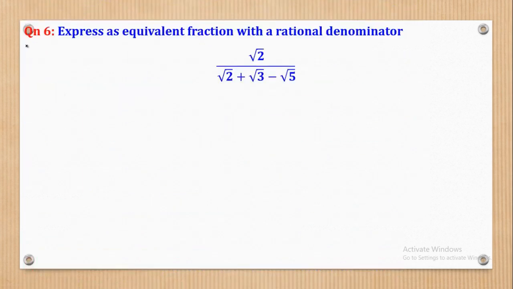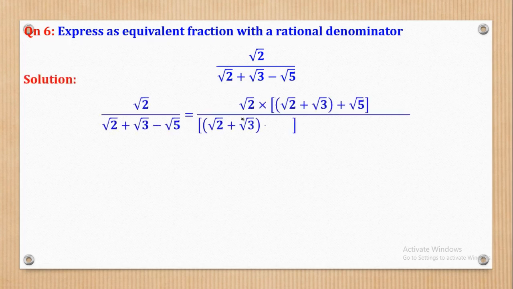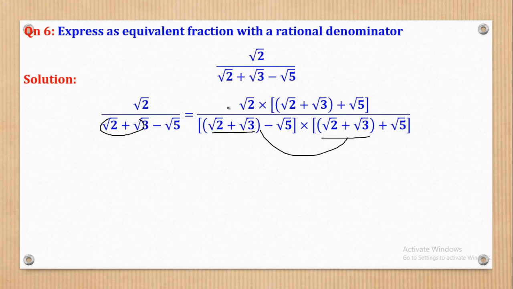So now we shall go to question 6, which says that express as equivalent fraction with a rational denominator. Express this. So what we are going to do is first pair, take this one as one term, then you say a minus b gives what? So when you take it as one term, you realize that we will be able to get the difference of 2 squares in the denominator. Then the numerator will be that.